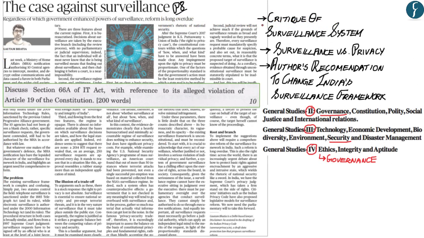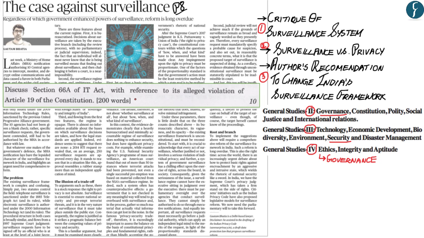So now hopefully you've understood the 3 main aspects which have been given by the author. First, with regards to the critique of the India surveillance system. The second aspect being the debate between surveillance versus privacy. And the third and the final aspect of the author's recommendation to improve India's surveillance framework.